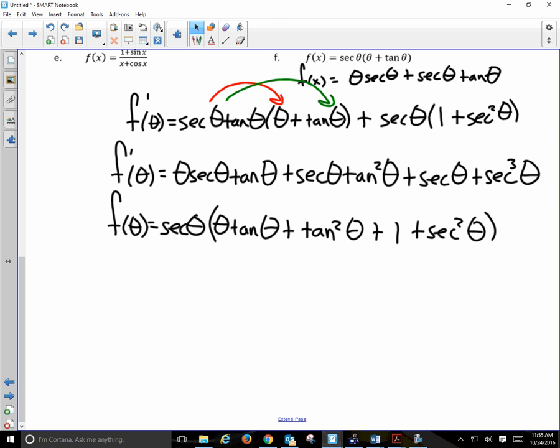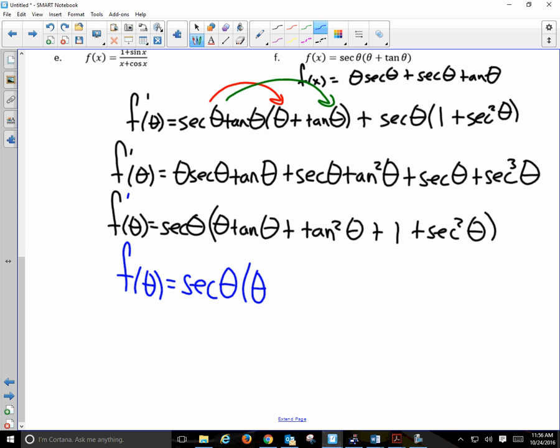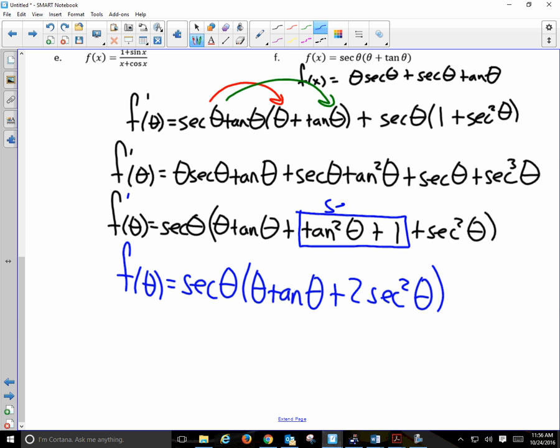So how many secant squareds will I have? 2 of them. So therefore, f prime of theta is equal to secant of theta times theta tangent of theta plus 2 secant squared of theta. That is secant squared. So I have now 2 of them. Not too bad, huh?